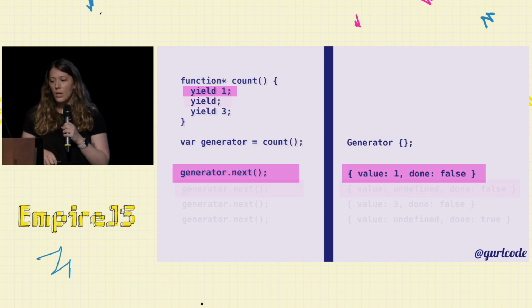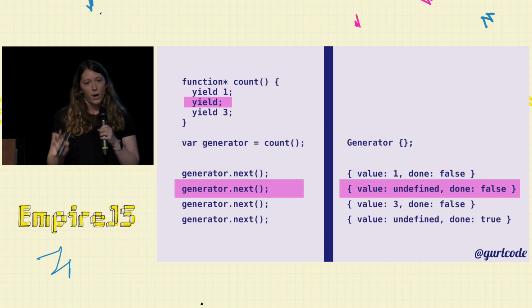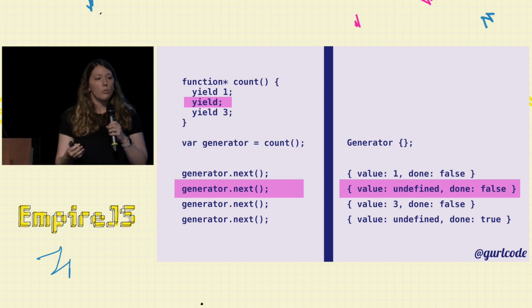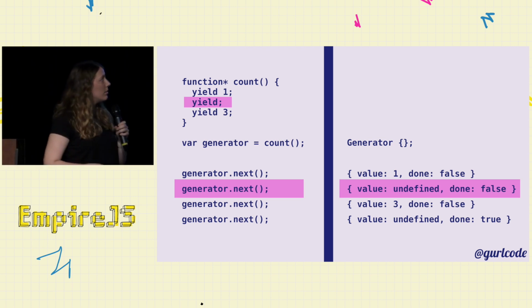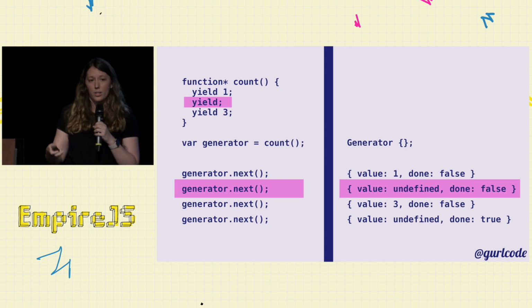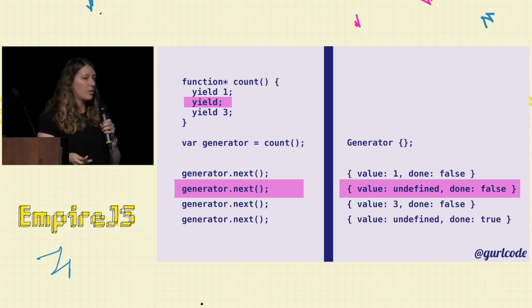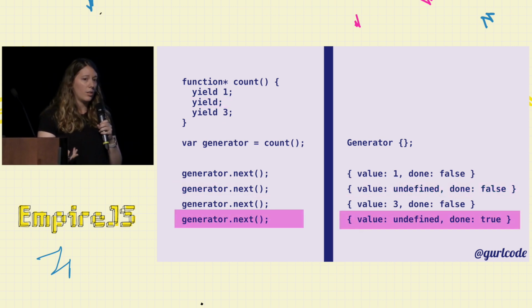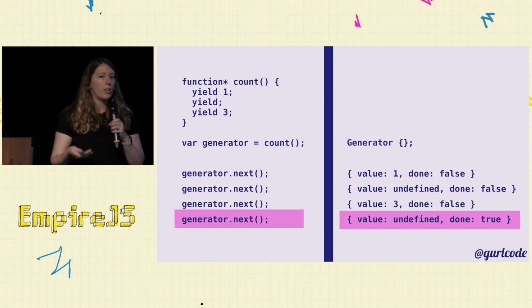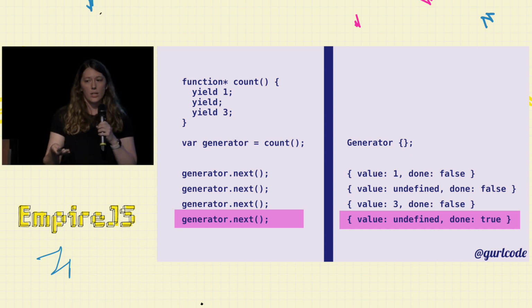So you can also yield with no values. Yield just means pause, so you don't need to send a value in. If you don't, then the value is going to be undefined. And then as you can see, we still get done false because the generator still has more things to run. We call .next again. We're yielding 3, so we get value 3, done still false. When we call next again, there's nothing else for the generator to do, so now it's complete. The value is undefined and done is true.